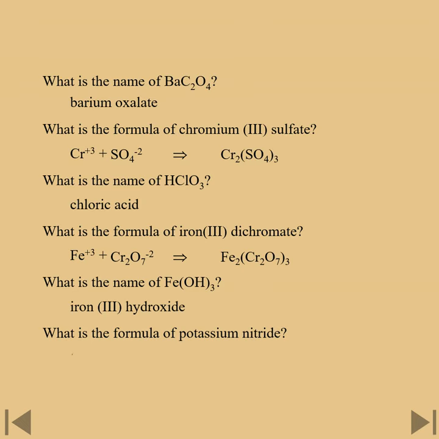And now what's the formula of potassium nitride? Well, potassium is K+. Nitride is N-3. So there's our bonding numbers. Bonding number 1, bonding number 3. The least common multiple of 3 says positive 3 is balancing negative 3.